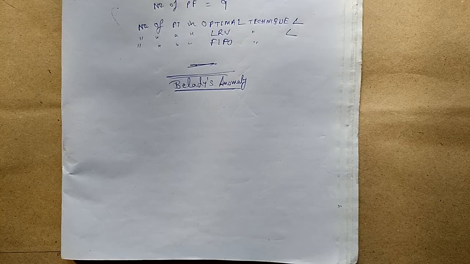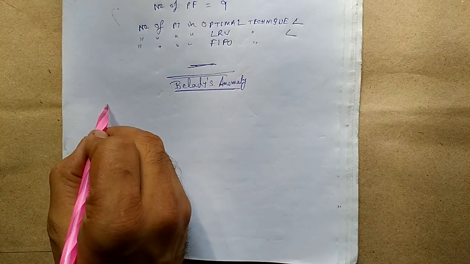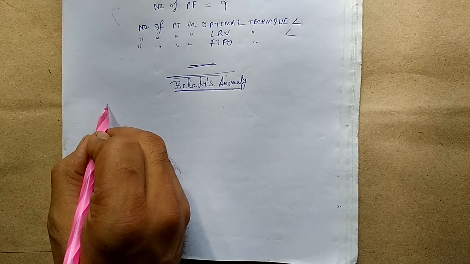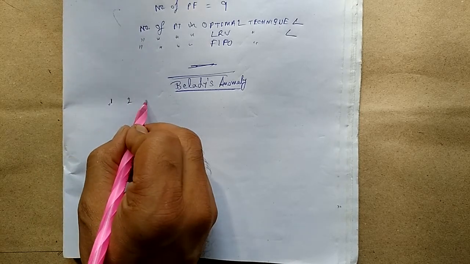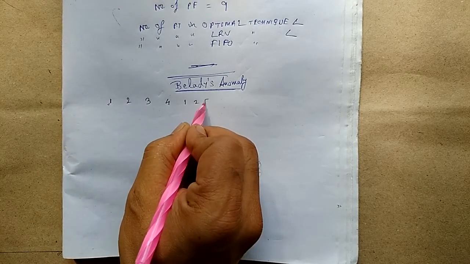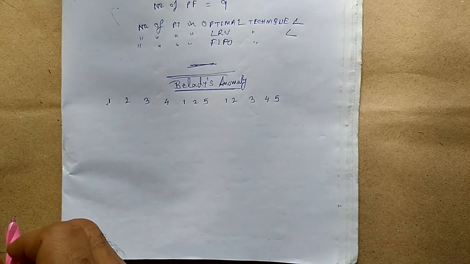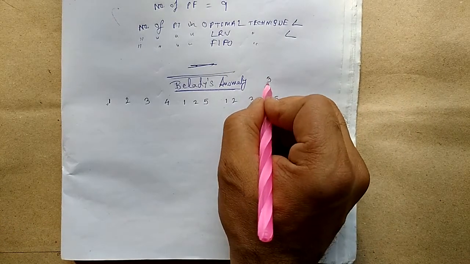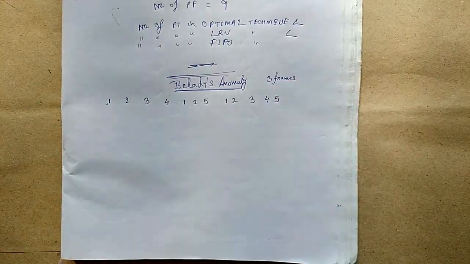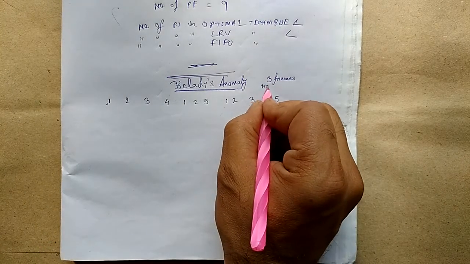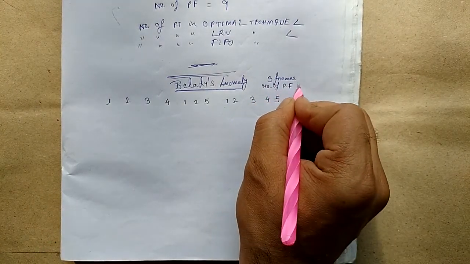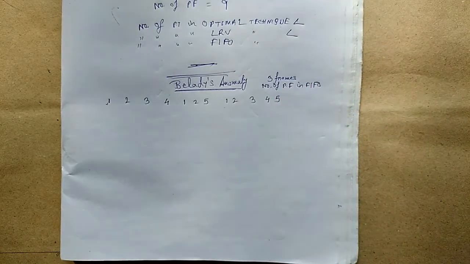Our next topic is Belady's Anomaly. We will explain Belady's Anomaly with an example. Suppose we are given a page reference string like this one: 1 2 3 4 1 2 5 1 2 3 4 5. Now we are given 3 frames and we are told to calculate the number of page faults in the FIFO page replacement technique.